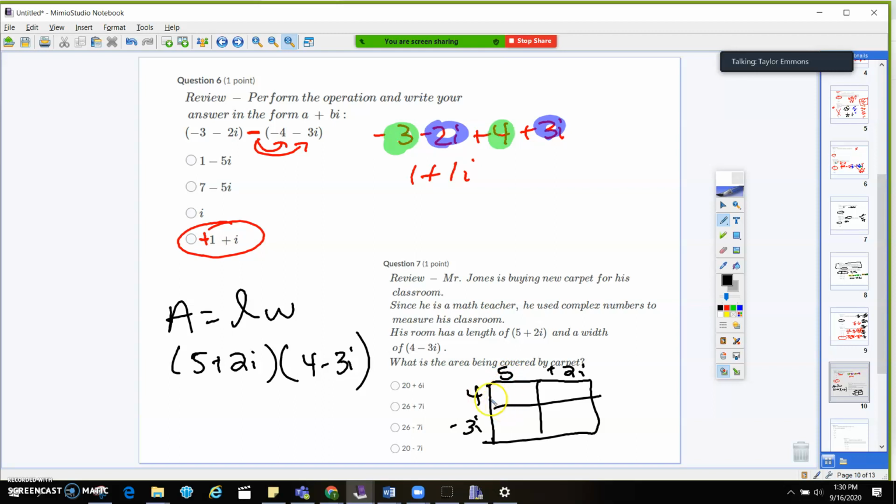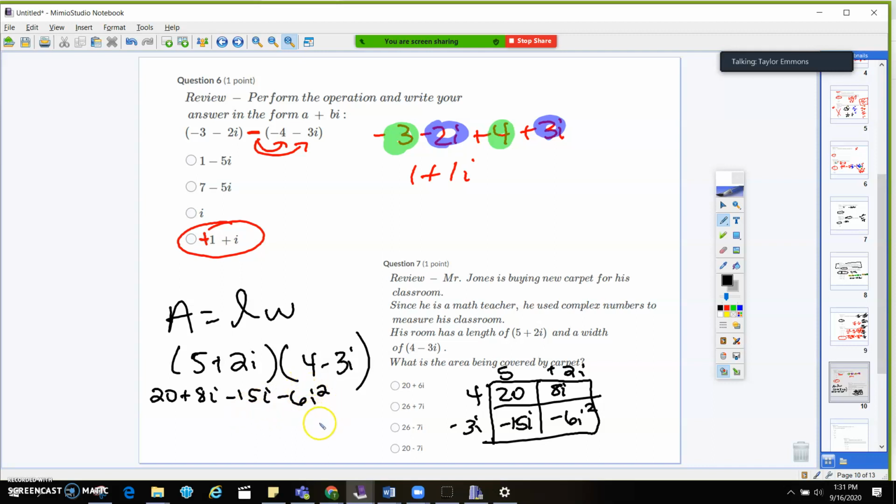4 times 5 is going to give us 20. Negative 3i times 5 is going to give us negative 15i. 4 times 2i is going to give us 8i. And negative 3i times 2i is going to give us negative 6i squared. I'm going to take everything that's inside the box and write it out. So 20 plus 8i minus 15i minus 6i squared.